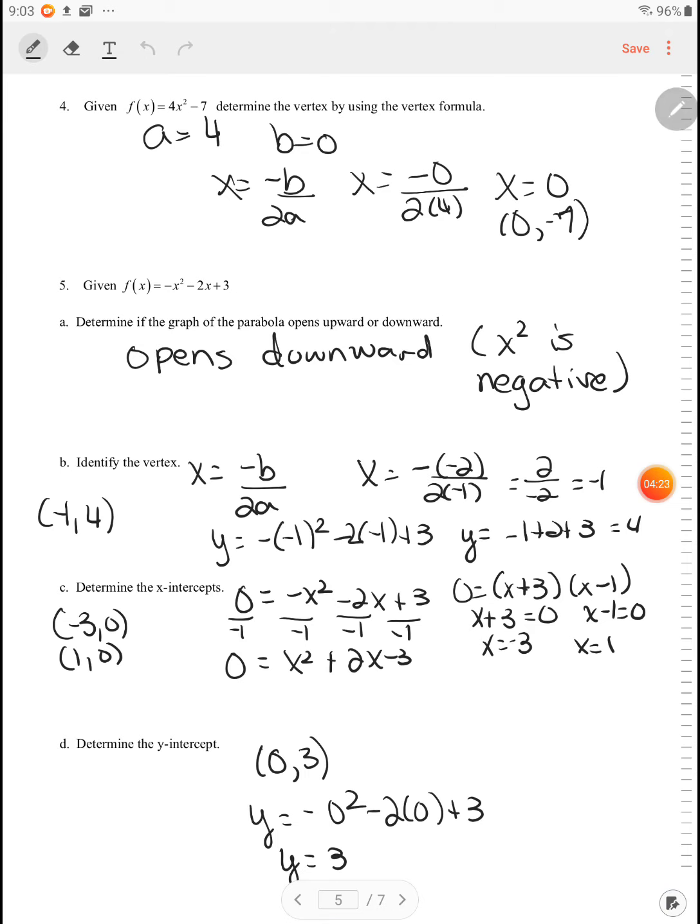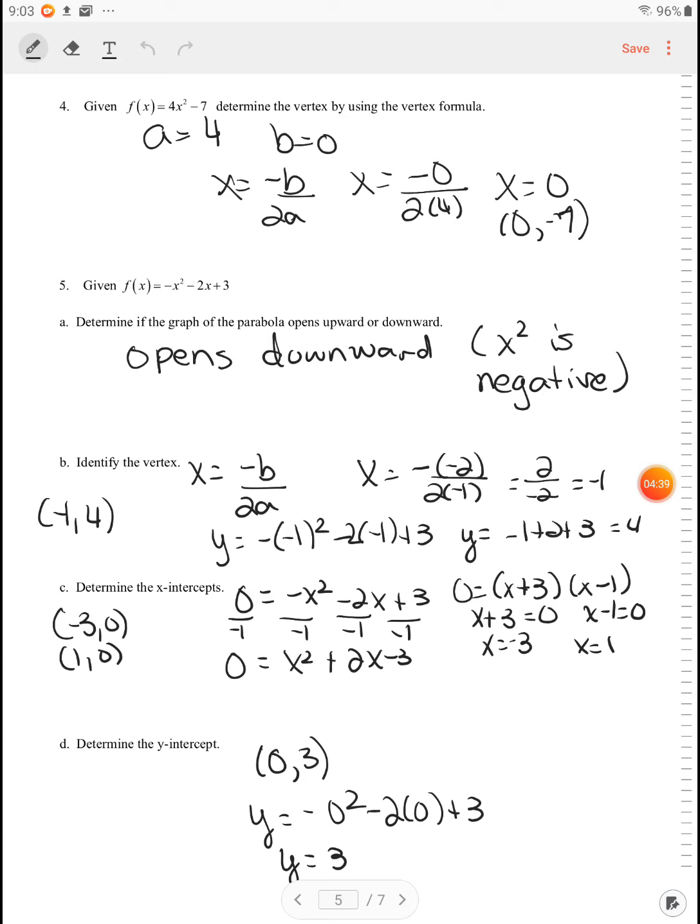Notice it's a little bit more difficult because it's only a binomial term. A is 4 and b is 0. So again, if you plug it in, you get x equals 0, and then you have 0, negative 7.